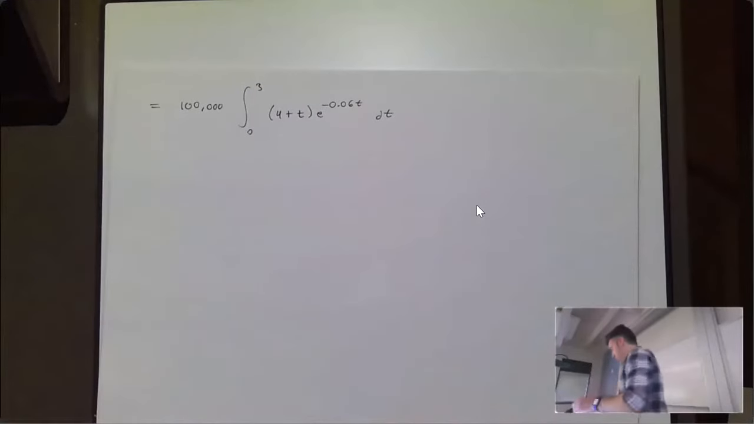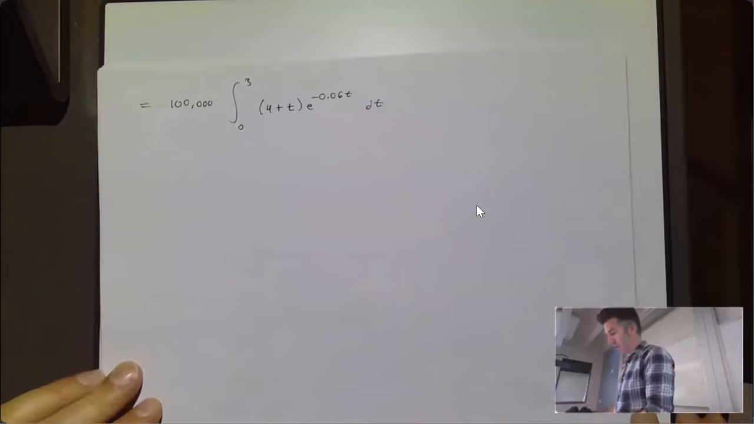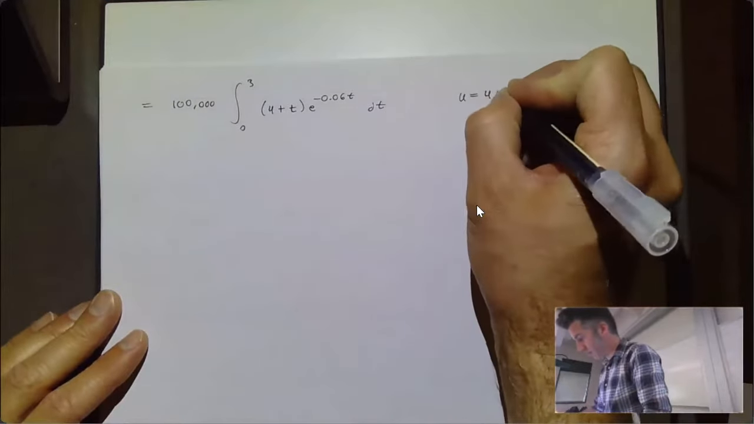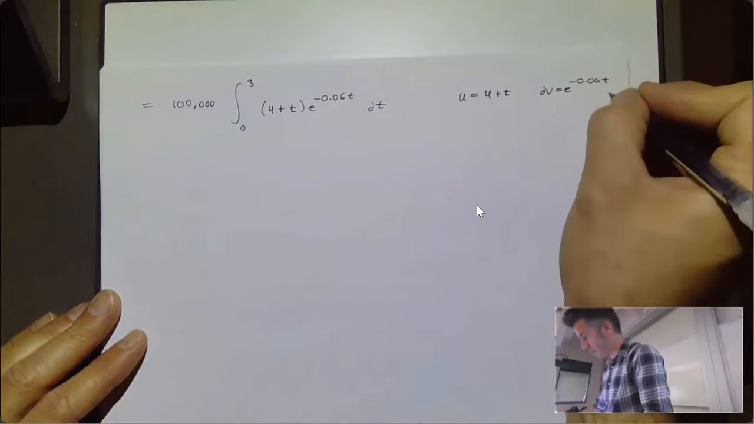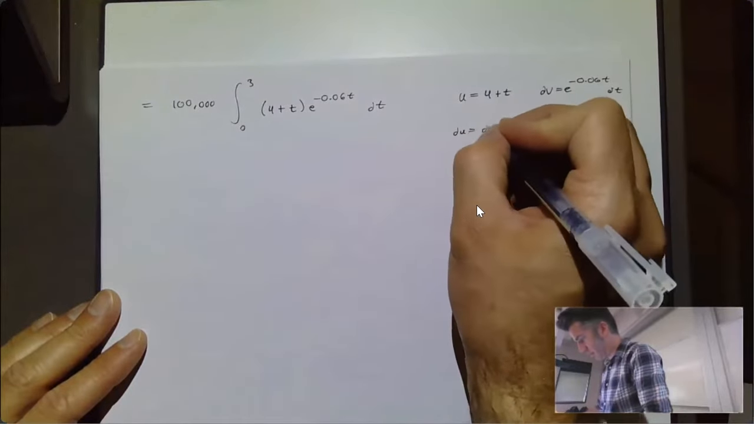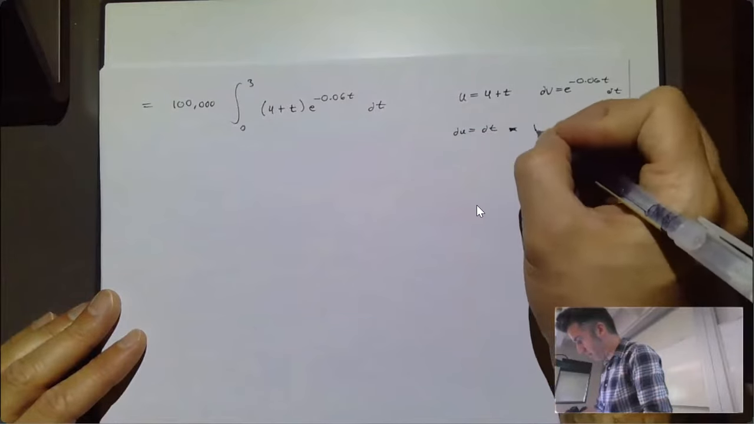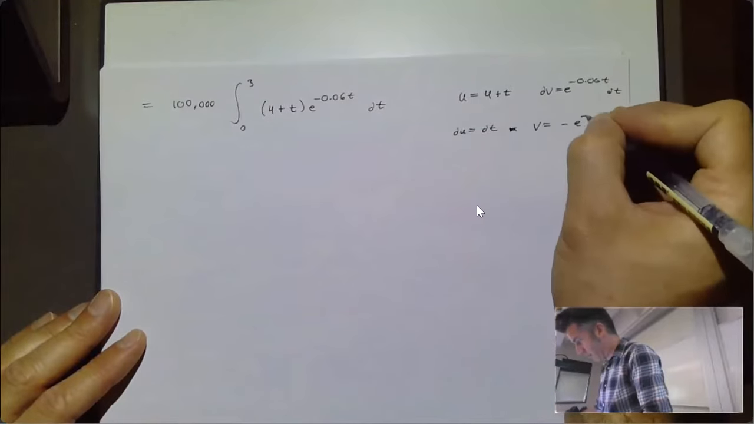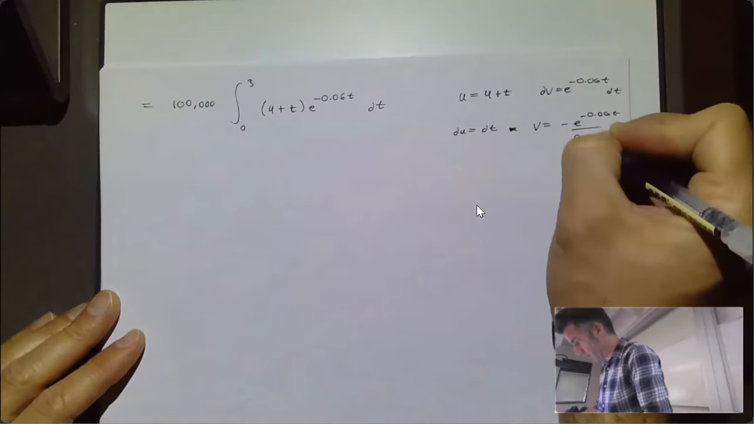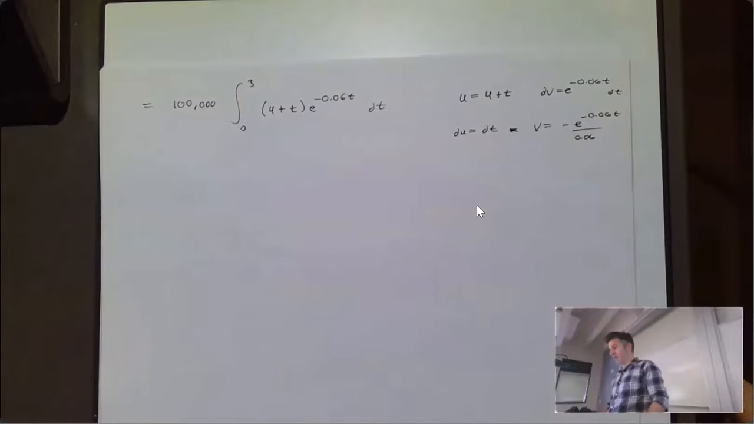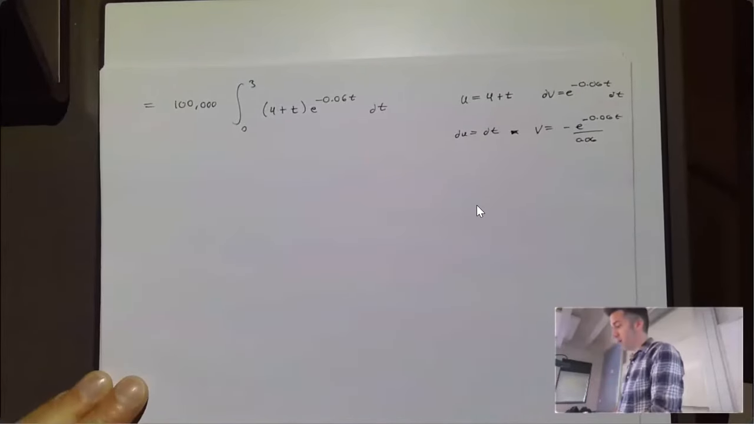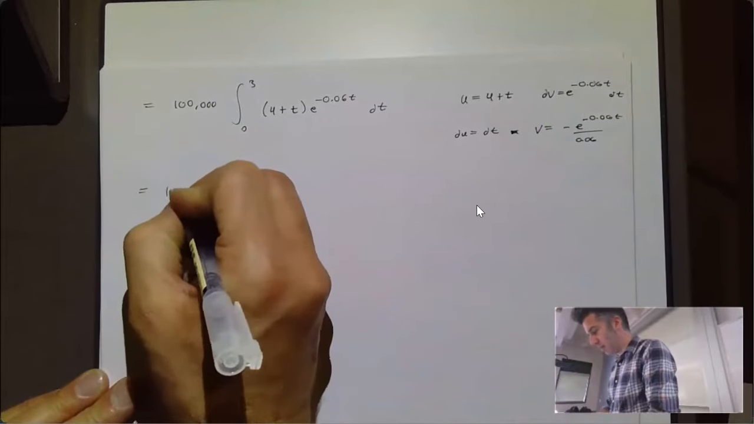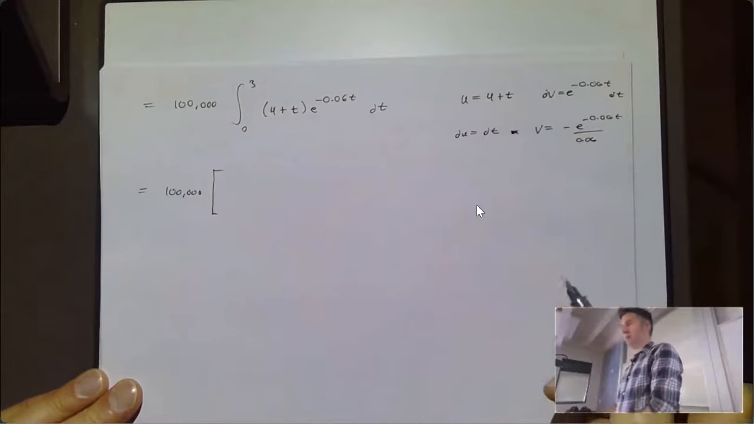Okay, so now we are going to do our integration by parts. We're going to let u equal 4 plus t. Our dv is e to the negative 0.06 t dt. Our du is dt. And our v is negative e to the negative 0.06 t over 0.06. Sadly, dividing by 0.06 doesn't come out nicely. It's like you're multiplying by 100 over 6, which is not a nice fraction. So we're just going to leave it as is. So here's what we're going to get. We're going to get 100,000 times our uv minus the integral of v du.